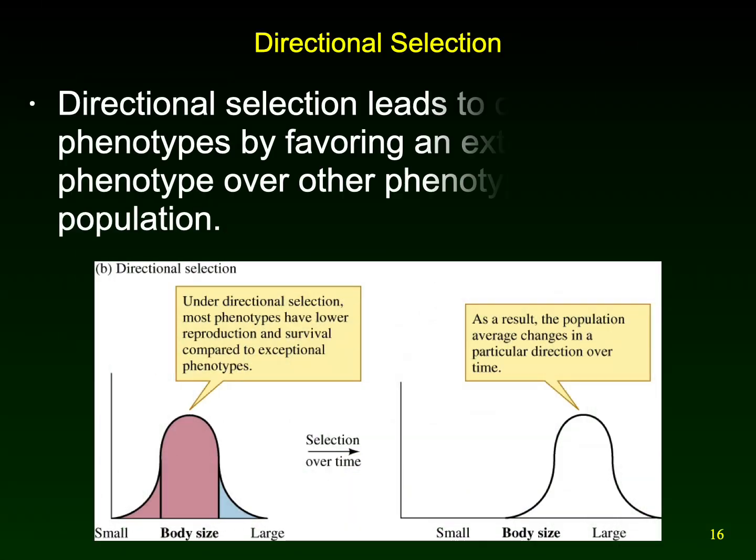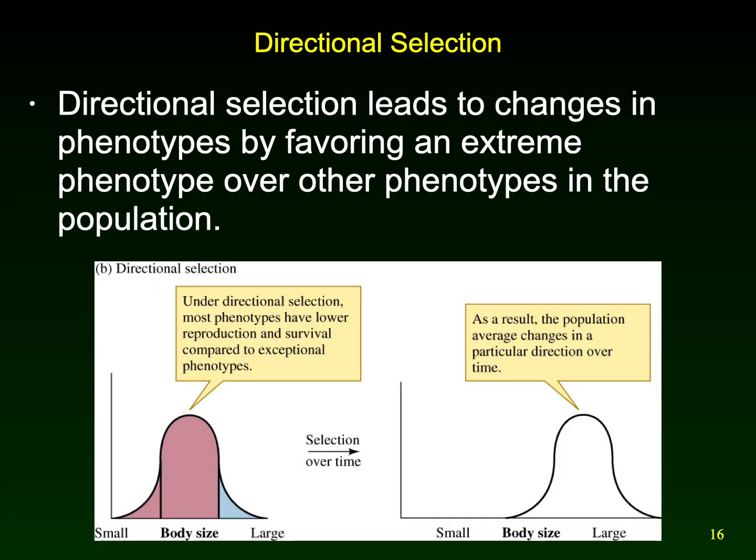Sometimes, though, we see directional selection, where one extreme is favored over the average, and so those individuals are more likely to survive. And so this lower graph shows that. And as a result of this, the average phenotype of the population changes pretty rapidly.